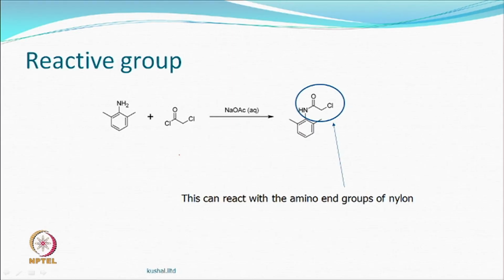So, you may require another fixation. Either it happens at the same time, but if it does not, then you can change conditions and then fix them up. For example, if this kind of a group is available, this group can react with the amino end groups of nylon, and if that happens after it is sublimed or transferred, diffused, then you get good fastness also.